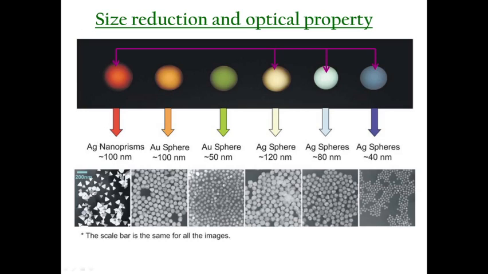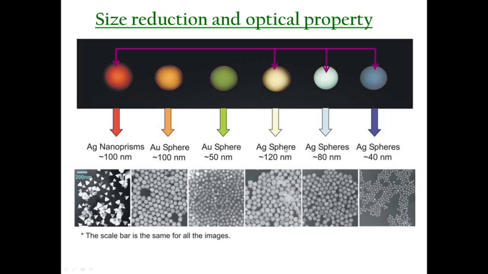Here this is a silver nanoprism. Here it is shown that prism type nanoparticles are formed. You can see it clearly. This is an electron microscopic image. The silver nanoprism is 100 nanometer, but the color of this nanoparticle is red.